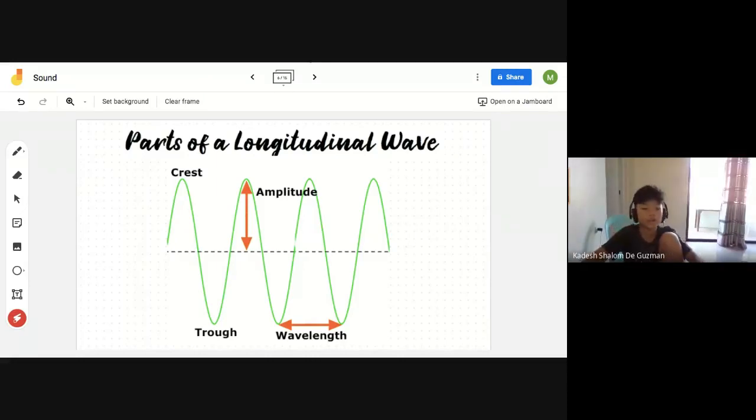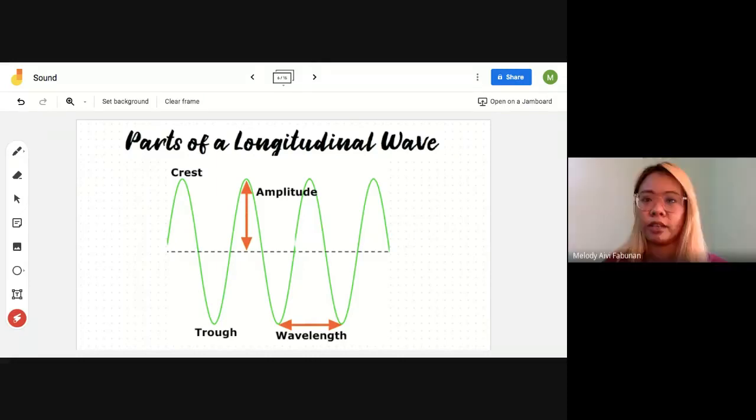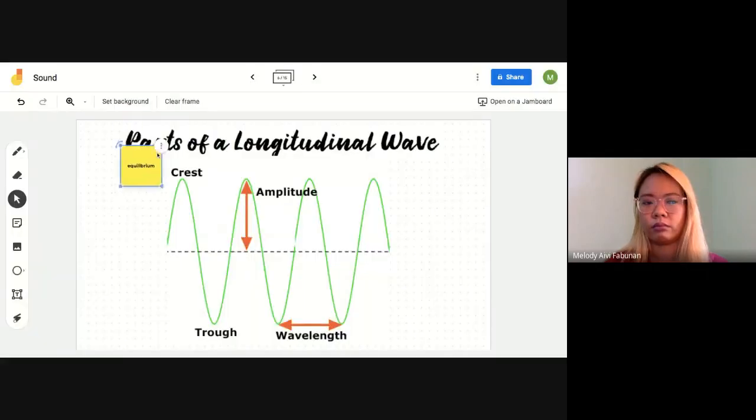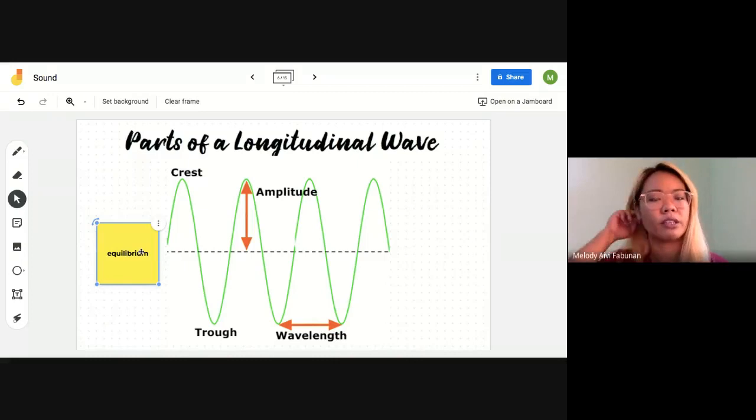How do you spell that, Chair? Equilibrium. Equilibrium. Wait, okay, I'll write it. So the equilibrium is the broken line.